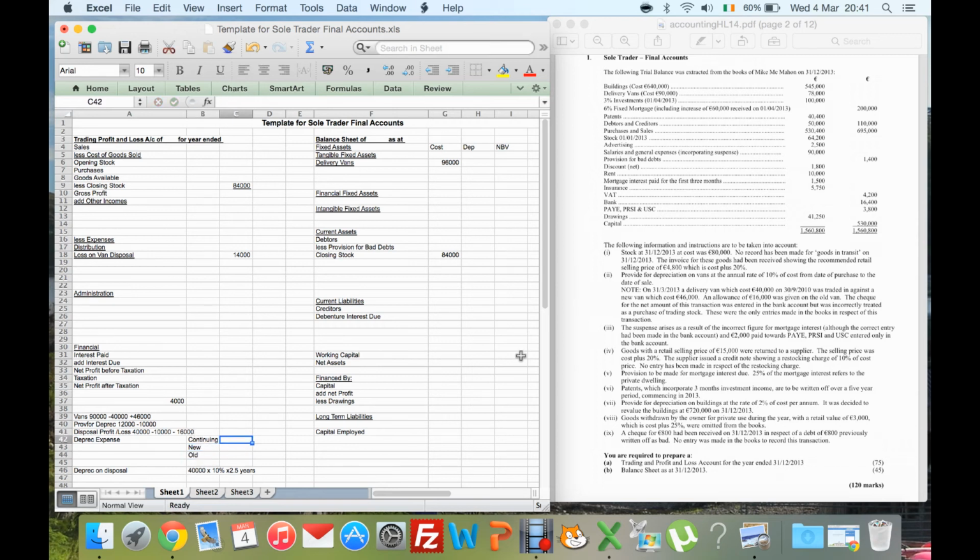So the continuing. At the beginning of the year, I had vans worth 90 grand. The one I got rid of was 40 grand. So therefore, there's 50 grand that are continuing. 50 grand by 10% is 5 grand.